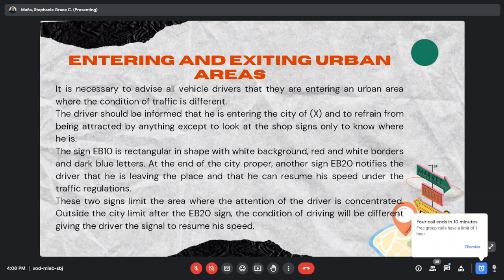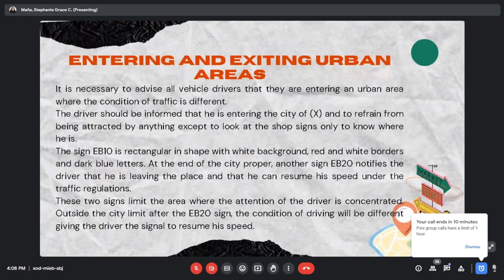So the first thing it says is that it is advice for drivers when they are about to enter a city, where there is so much to see, which can be very distracting to the driver. So it is advice for drivers that they should only look for shop signs where they can find where they are. They should not be distracted.